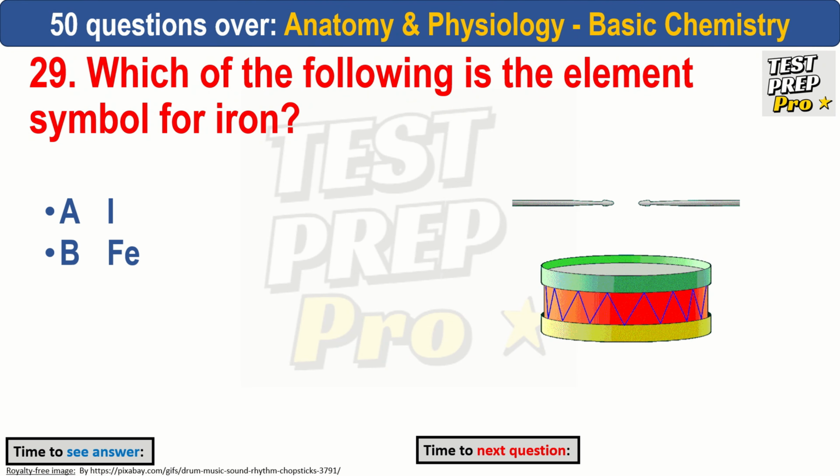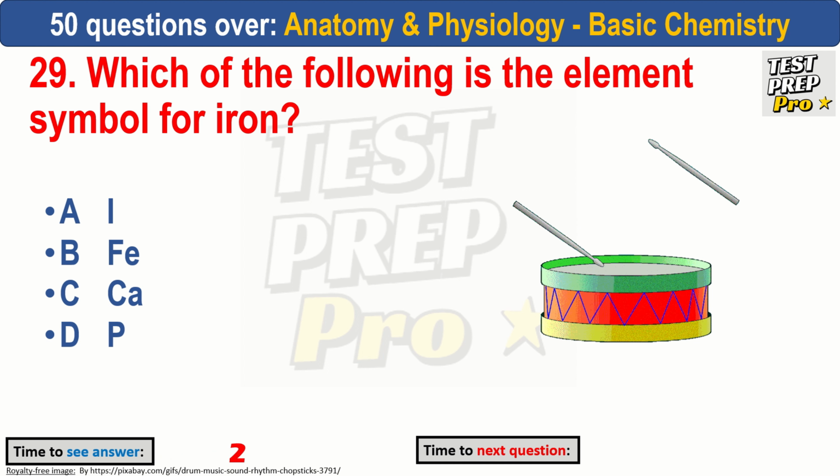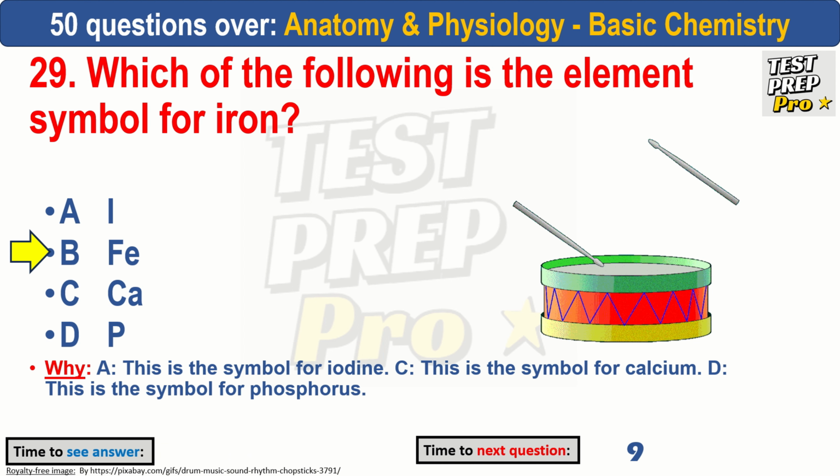Which of the following is the element symbol for iron? Is it an uppercase I? Option B is an uppercase F and lowercase e. Option C is an uppercase C, lowercase a. And option D is an uppercase P. It's option B, which is uppercase F and a lowercase e. That's the symbol for iron. Again, Fe is the symbol for iron.